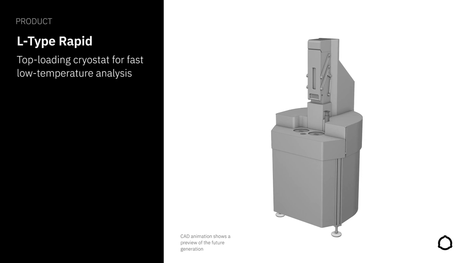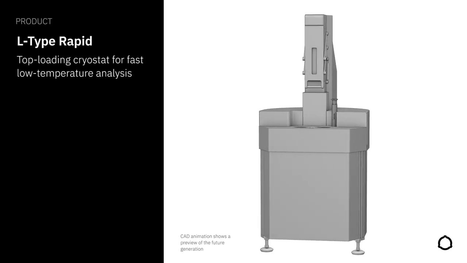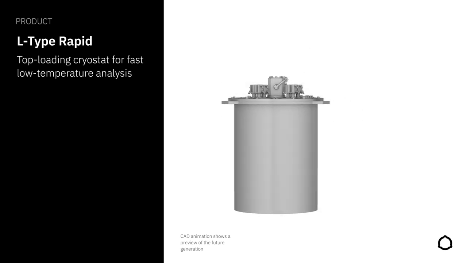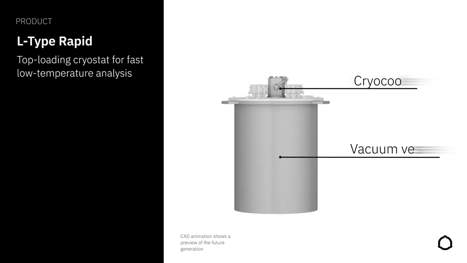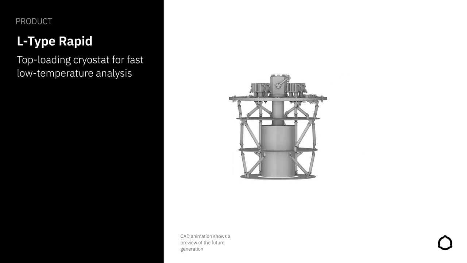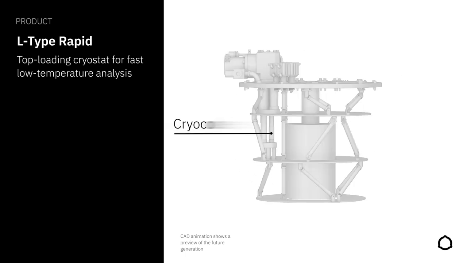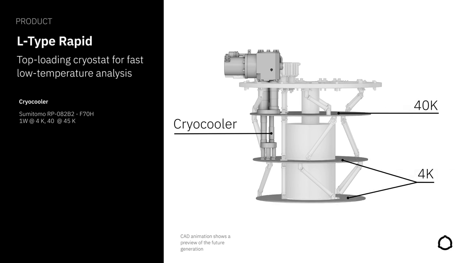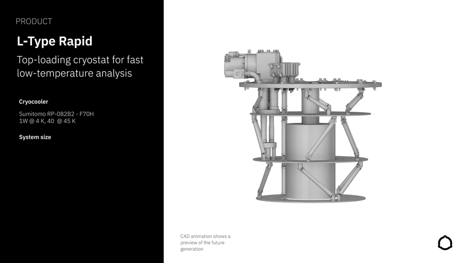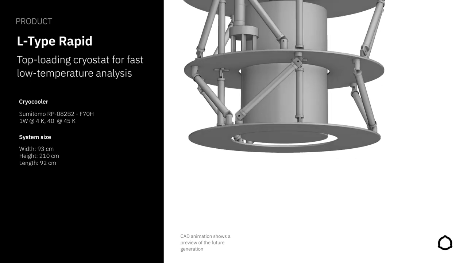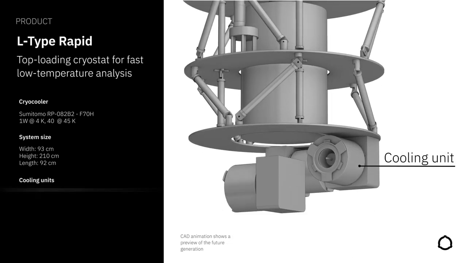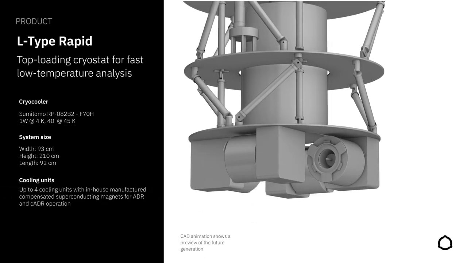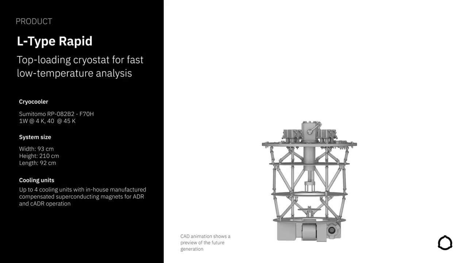Finally, kiutra offers the L-type rapid. While relying on the same technology as the S-type cryostats, our L-type cryostats feature a larger vacuum vessel. Similar to the S-type systems, it is equipped with several radiation shields and a 40K and 4K cold plate. The larger volume, however, allows to integrate up to 4 magnetic cooling units, arranged in an essentially circular pattern.